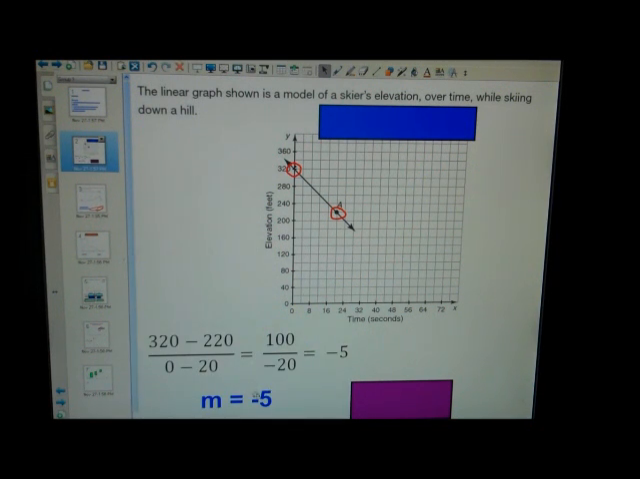Here's the slope. The slope is -5, which means that every 5 feet I go down, it takes me 1 second. So every 1 second that I travel, I'm going down the hill 5 feet. Okay, so we found the slope.